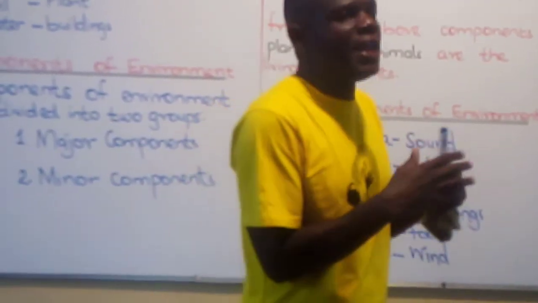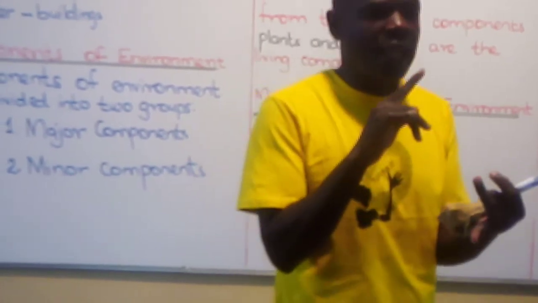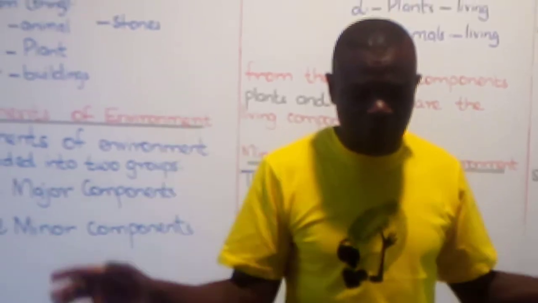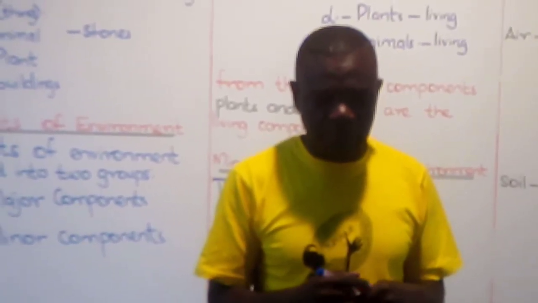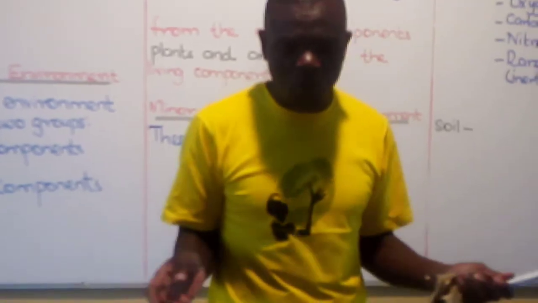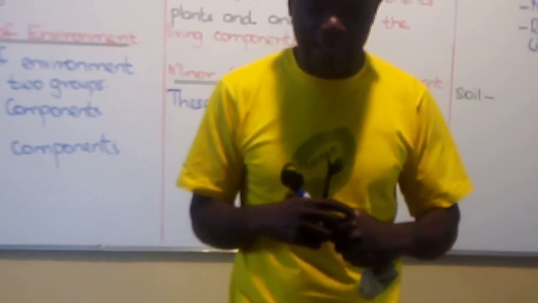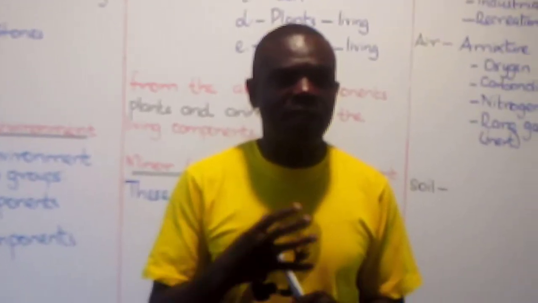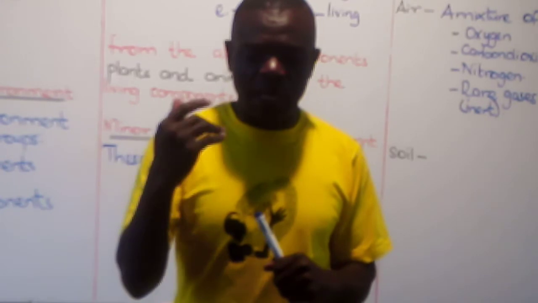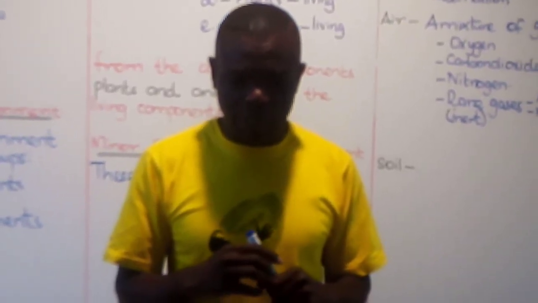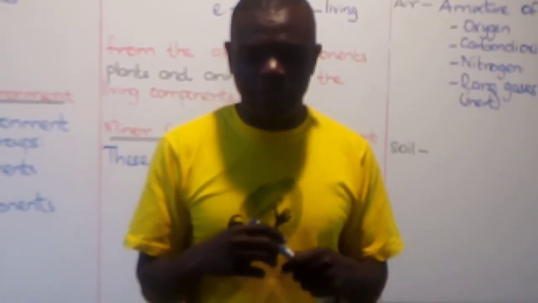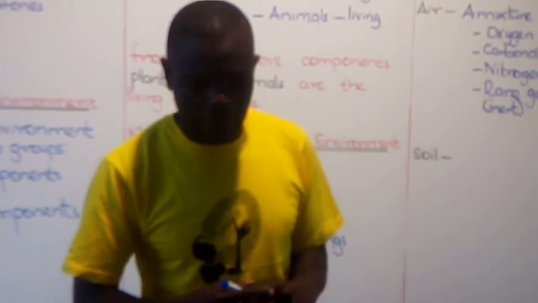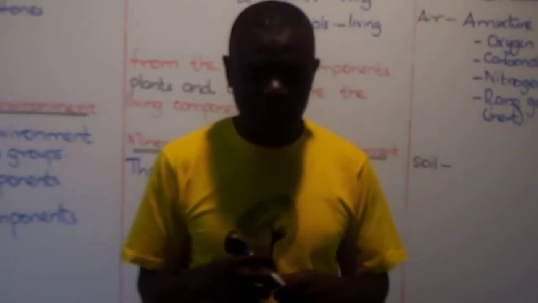Air is found everywhere. Air is in water, air is in soil, air is in the atmosphere. In any component of environment you'll find air. We breathe air. What do we breathe in as animals? We breathe in oxygen and breathe out carbon dioxide. Now, part of the carbon dioxide is used by plants to make food through a process known as photosynthesis.